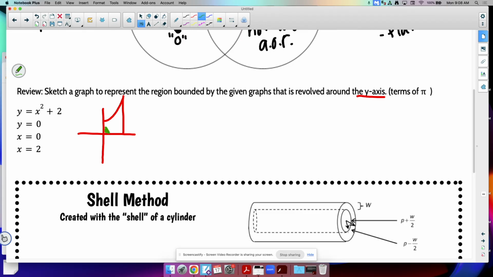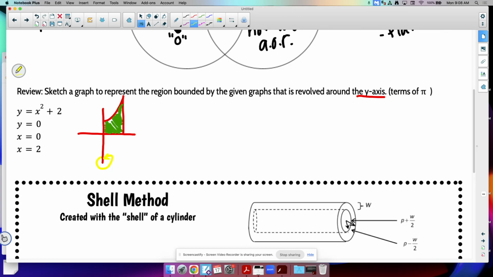This little guy? So when you guys find your regions, make sure that it is touching every given constraint. So this one is bounded by both of the axes, plus that vertical line, plus the line. And we want to revolve it around our y-axis.